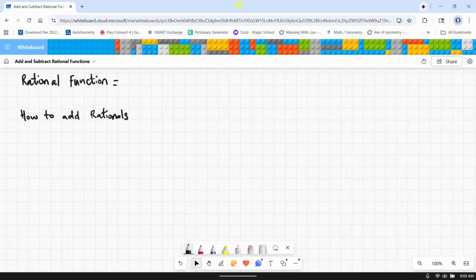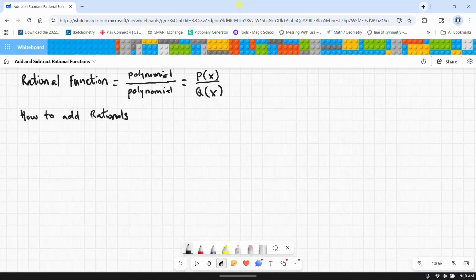What is a rational function? A rational function is a function that has a polynomial on the numerator, then you divide by a polynomial on the denominator. So you can write it like this. You're going to have a polynomial we can call p of x, and so that is a rational function.